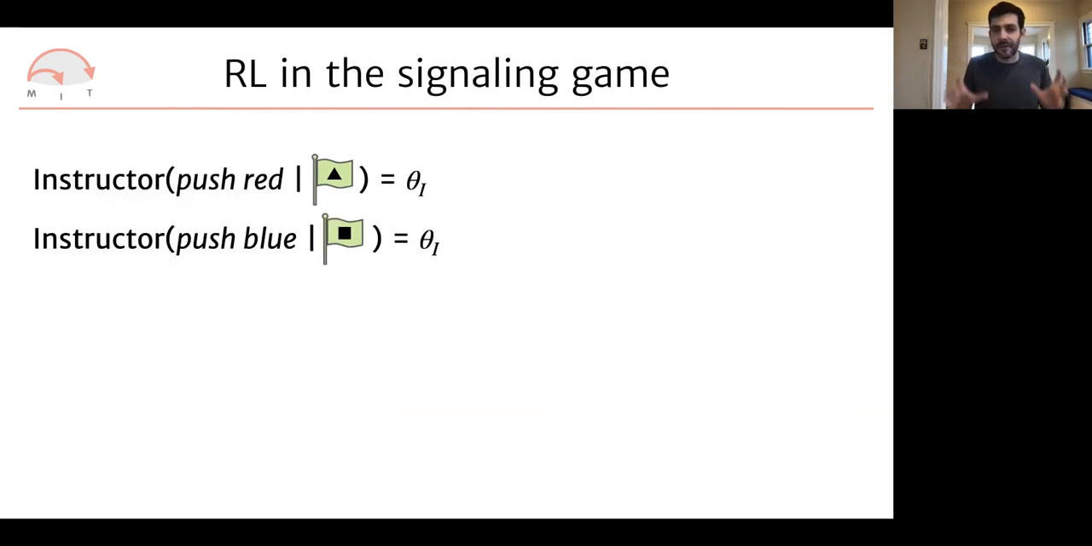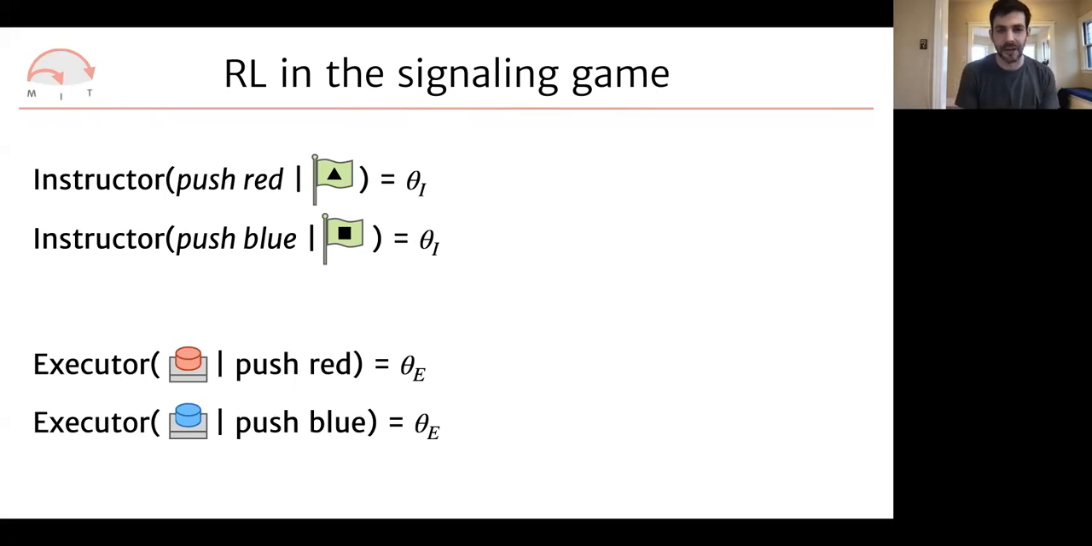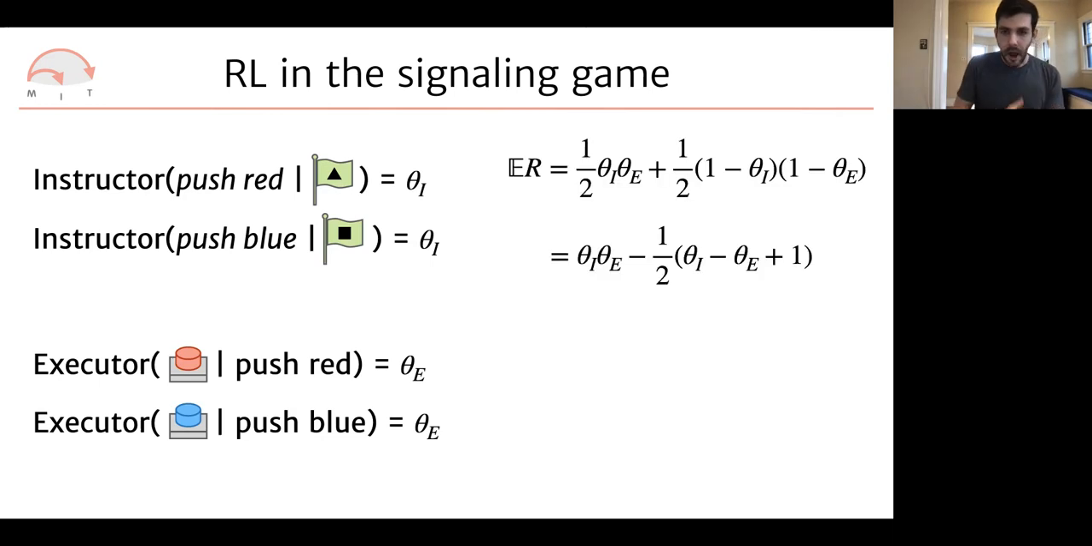Suppose now that we have a bunch of agents that are trying to play this game, and we parameterize them in the following way. My instructor agent is going to have a single parameter that I'm going to call theta I, with the property that, when it sees a triangle, it'll generate push red with probability theta I, and push blue with probability 1 minus theta I, and that reversed for the square message. And similarly, I'll have an executor agent here with a parameter theta E that pushes red with probability theta E when it actually sees the message push red, and similarly for the blue button.